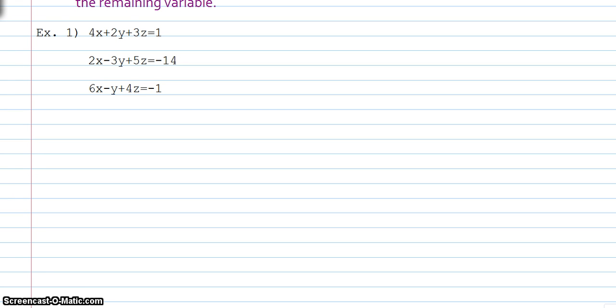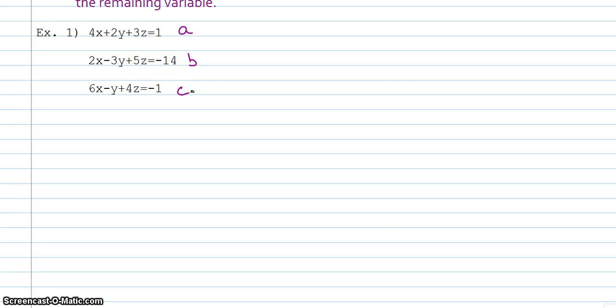So example 1, we have 4x plus 2y plus 3z equals 1, 2x minus 3y plus 5z equals negative 14, and 6x minus y plus 4z equals negative 1. Now, in order to keep these straight, I like to label them with letters. So I label the first one A, second one B, third one C. Some people like to label them with numbers, but I find that sometimes I just mix up my numbers. So I keep it easy with A, B, and C.